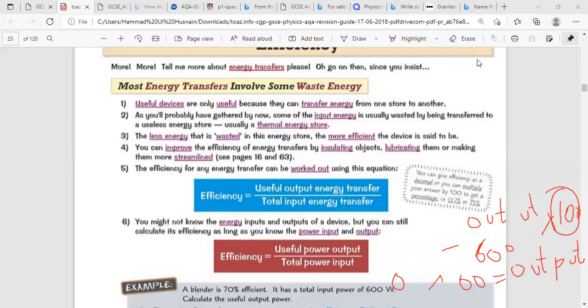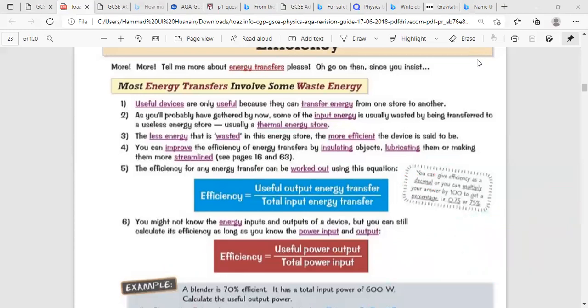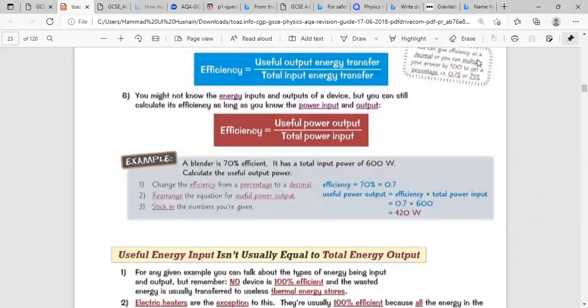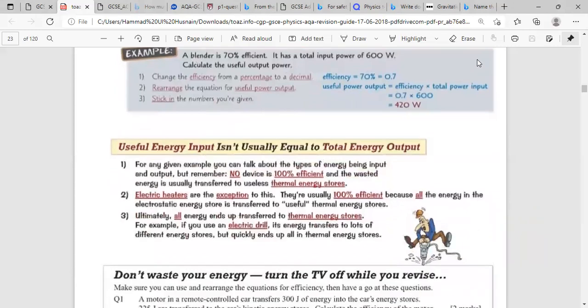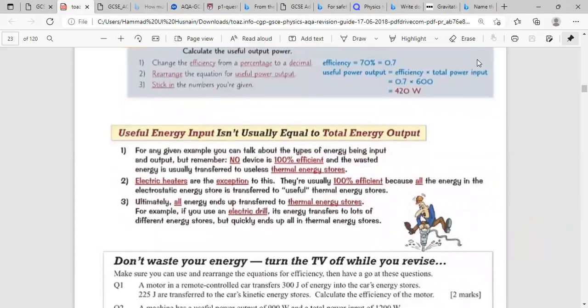Now, at first I was a bit confused because it was in percentage, but then I got that you had to divide it by 100. Yes, because in the formula we have multiplied by 100 if we have percentage efficiency. So we have to divide by 100 if we move it to the other side of the equation, right? Okay. Useful energy input is not usually equal to the total energy output.